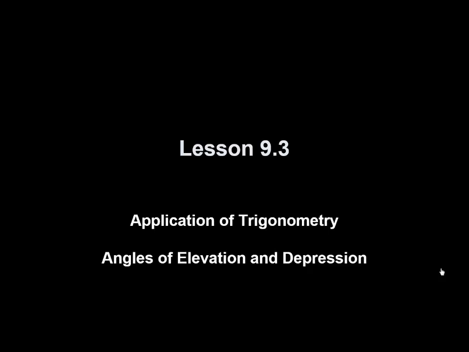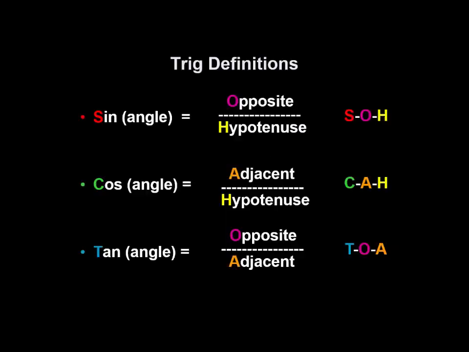All right, this is lesson 9.3, angles of elevation and depression. So just to remind you of the trig definitions, the sine is the opposite over the hypotenuse. That's where we get the SO. Cosine, adjacent over hypotenuse, CA. And then tangent is the opposite over the adjacent, TOA. That's where we get SOH-CAH-TOA.